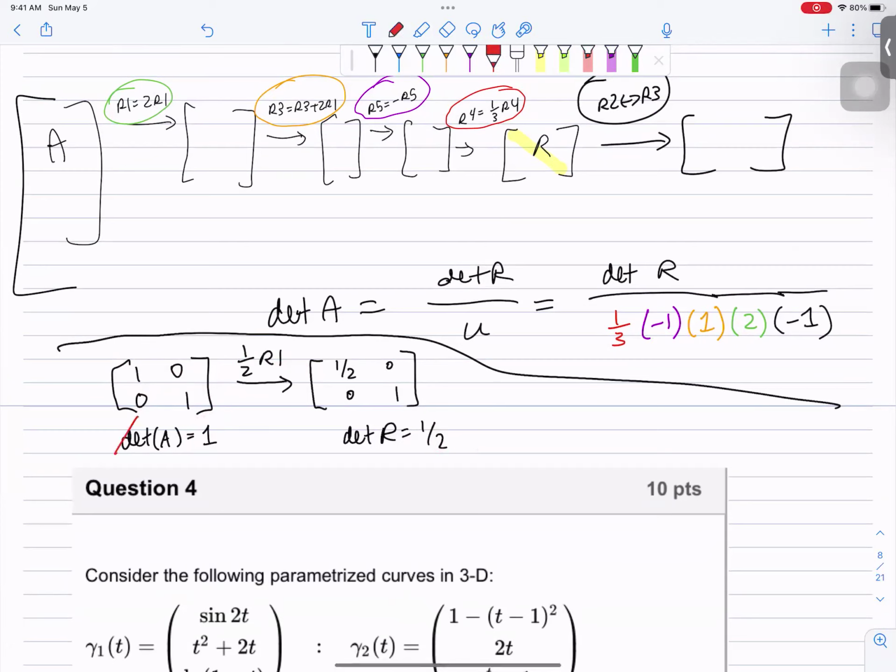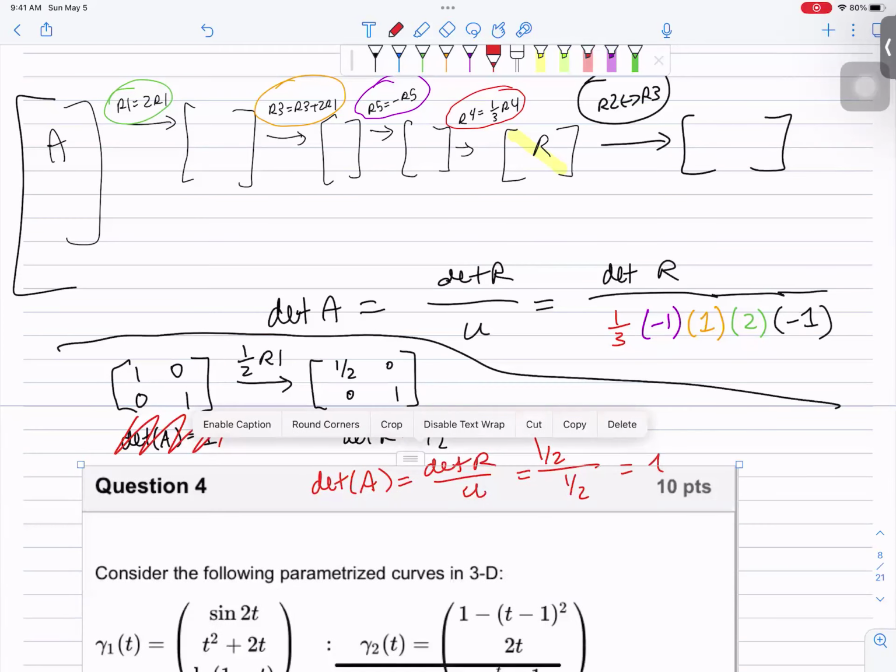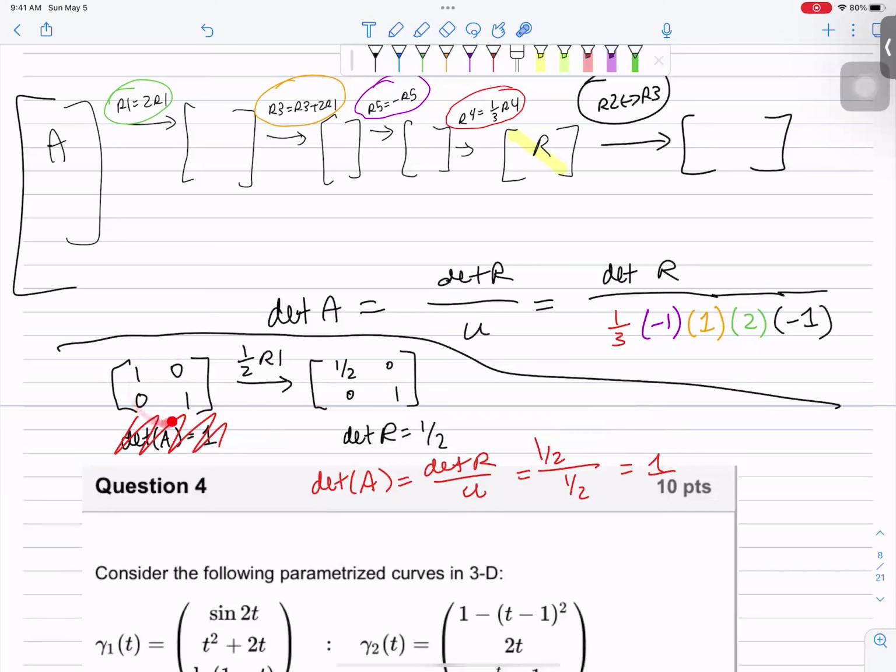In most cases, though, we don't know what this determinant is. That's what we're trying to figure out. So the determinant of A would equal the determinant of R over what row operations I did. The determinant of R here is a half. And what row operations did I do? I multiplied by a half. So I should divide by that change I did and see that I get 1, which is correct. The determinant of the original thing was 1.